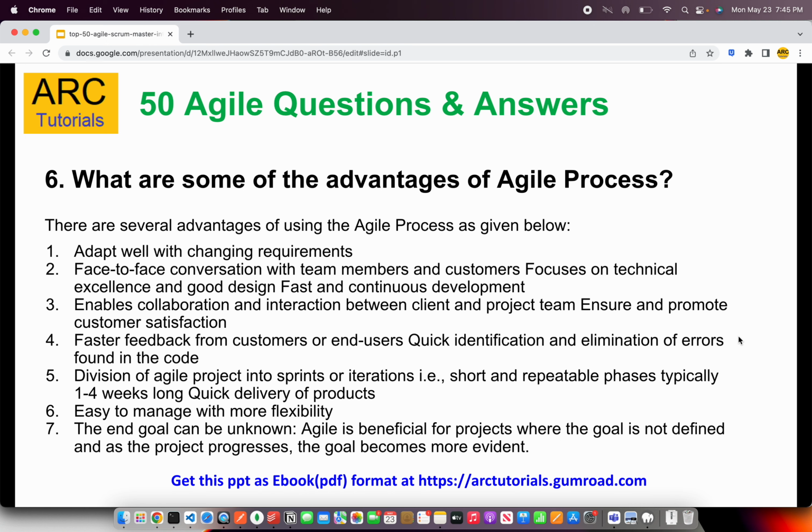Iterating. Face-to-face conversation with team members and customers, focus on technical excellence with good design, and fast and continuous development. It enables collaboration and interaction between the client and the project team. Faster feedback from customers, quickly test and iterate every time through sprints and iterations. Easy to manage with more flexibility. When you are managing a small piece of work, it's much easier to predict the outcome of it.